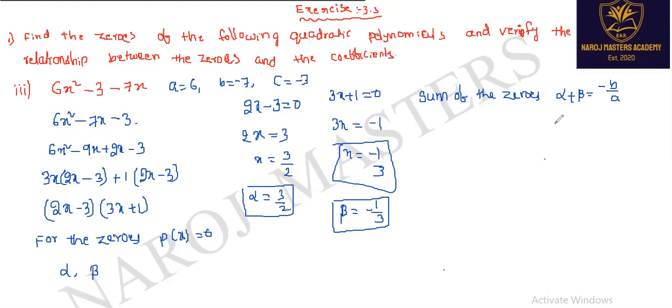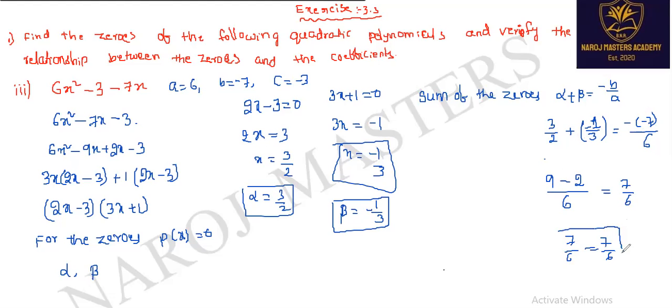Now substitute in this. Alpha is equal to 3 by 2, so 3 by 2 plus beta, which is minus 1 by 3, is equal to minus of b, which is minus 7, by a, which is 6. Now look at here. LCM is 6. 3 threes are 9, minus 2 ones is 2, divided by 2 threes is 6. Minus into minus is plus. Plus 7 by 6. Here 9 minus 2 is 7. So 7 by 6 is equal to 7 by 6. In the sum of the zeros, the coefficients are verified here.